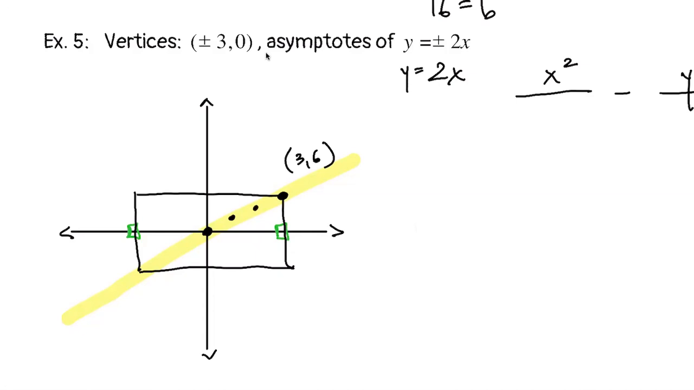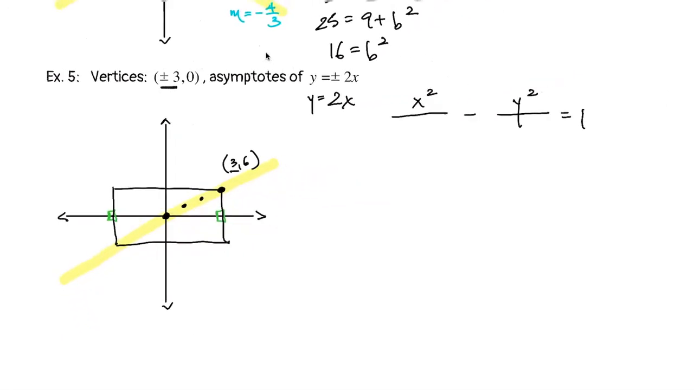Now, how did we know to stop at 3? Because of the vertex. Because that's where the vertex is, exactly. We matched this x value with the x value of our vertex. So we need to stop because that's the corner of the box.